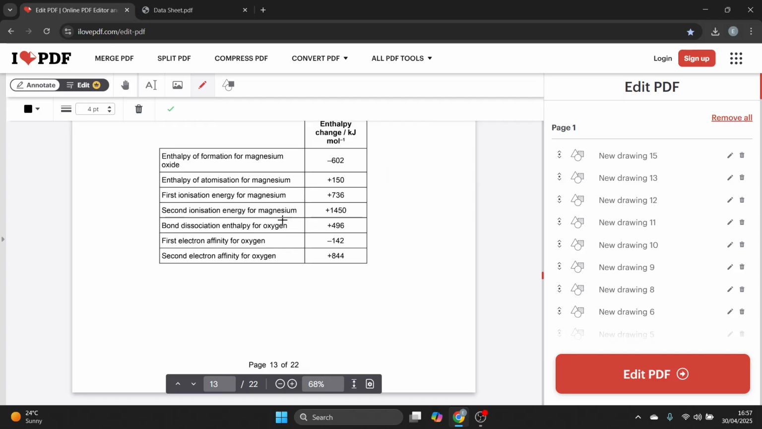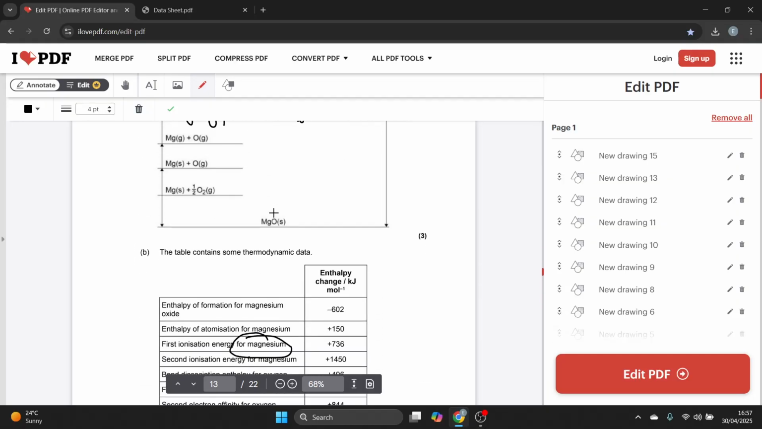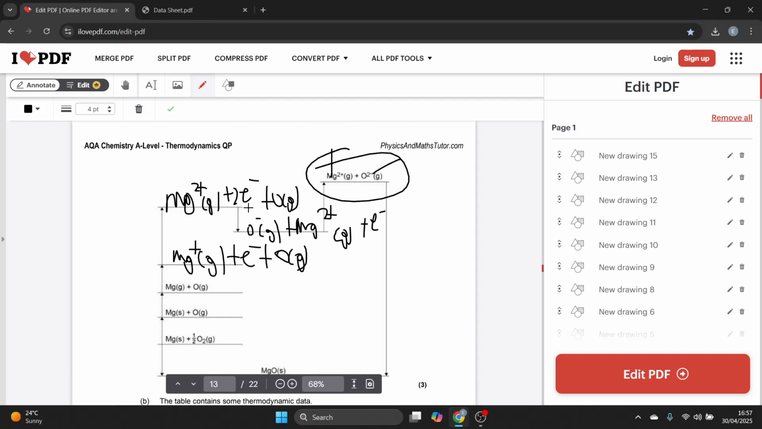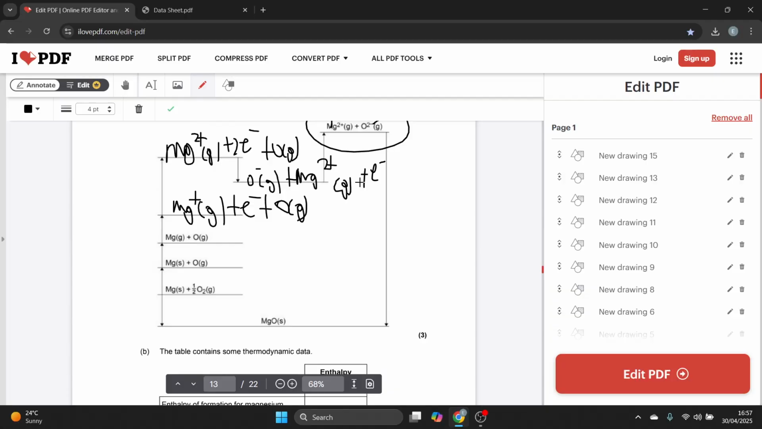So remember, when it says first ionization for magnesium, that's the only thing that's changing. You're not affecting oxygen or anything. First electron affinity for oxygen, that is the only thing that's going to change, not magnesium. And that was for 3 marks.